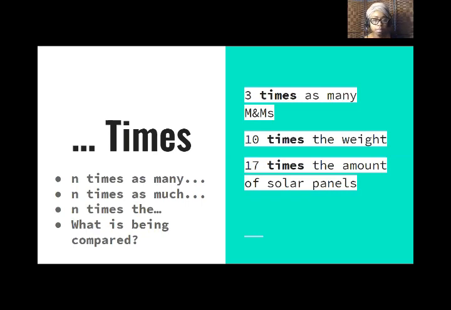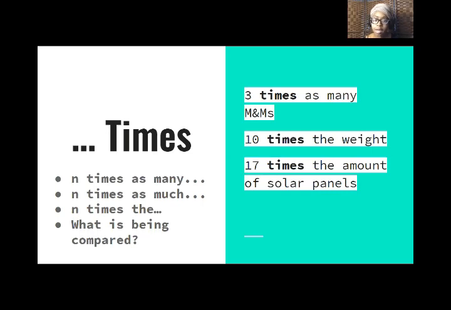So in the example, we have 3 times as many M&Ms. All right, so that can also be triple the M&Ms. That's another way of saying it. 10 times the weight. So whatever the weight was, we're multiplying it by 10.